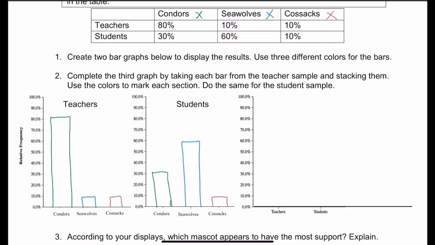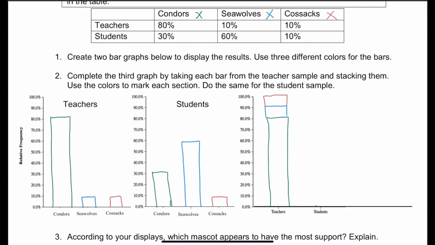What we're going to do for number 2 is we're going to complete that graph by taking each bar from the teacher sample and then stacking them. So that way we have one bar that'll get us to 100%. So we can start with our 80 from the condors. We know we're going to have 10 for the sea wolves, and we should have another 10 for the Cossacks. So we're literally just taking each little bar that we drew off to the left, and then stacking them.